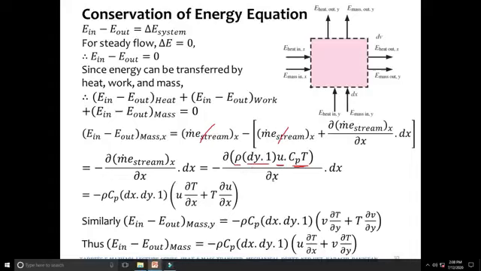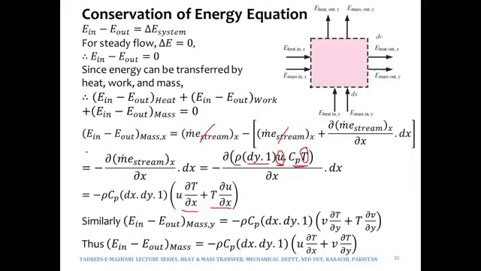So it would be ∂/∂x of (u into T). It would be ∂/∂x of u and T. Again Cp is a constant, so therefore it will also be taken out of the differential sign. So it would be the first variable, u, times the derivative of the second, ∂T/∂x, plus the second variable, T, times the differential of the first variable, ∂u/∂x. Right? So this would be the E in minus E out due to mass in x direction.